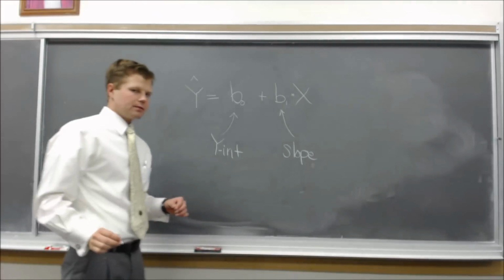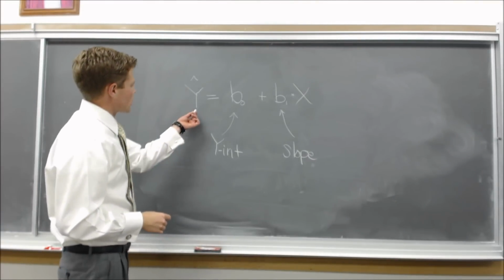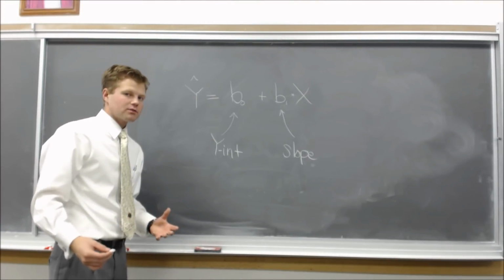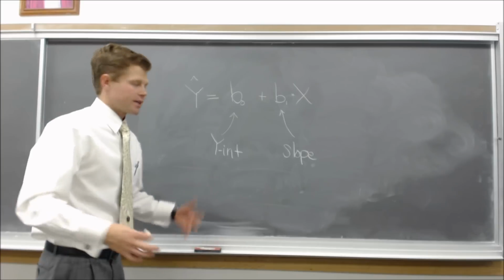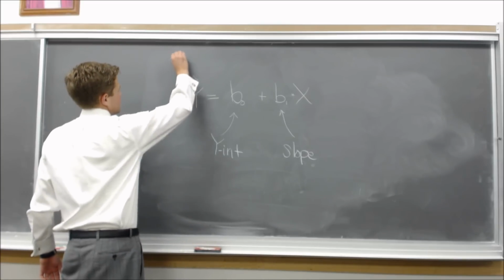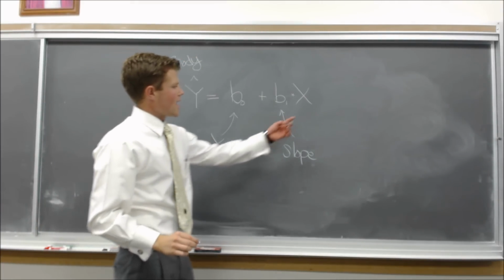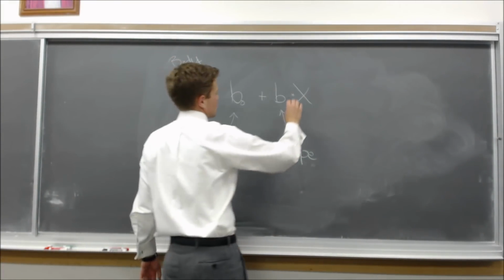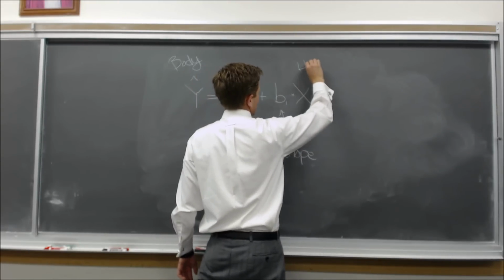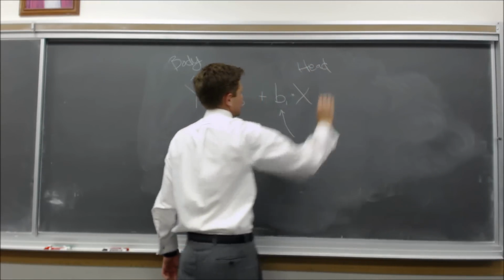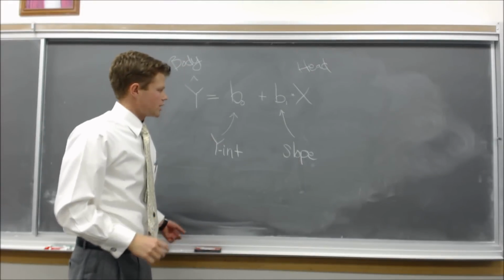So if we come back one more time to the crocodile example, our y hat is our response variable, or what we're trying to predict. So in that case, it would be the body length. And your x would be your explanatory variable, or your head length. So that's your equation.